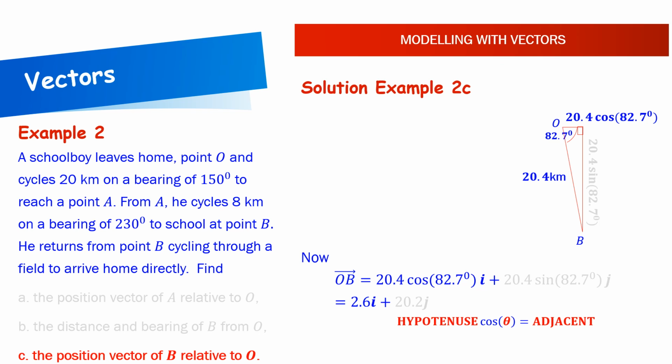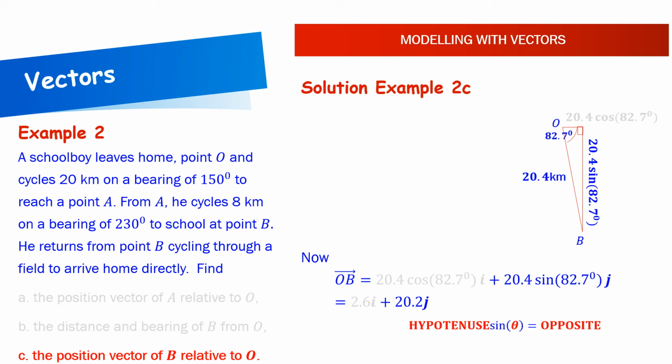Here we've used the cosine formula. Here's theta, here's the adjacent, and here's the hypotenuse. And here for the j direction, we've used the sine formula, and here we have theta, here we have the opposite, and here we have the hypotenuse. And here's our solution.